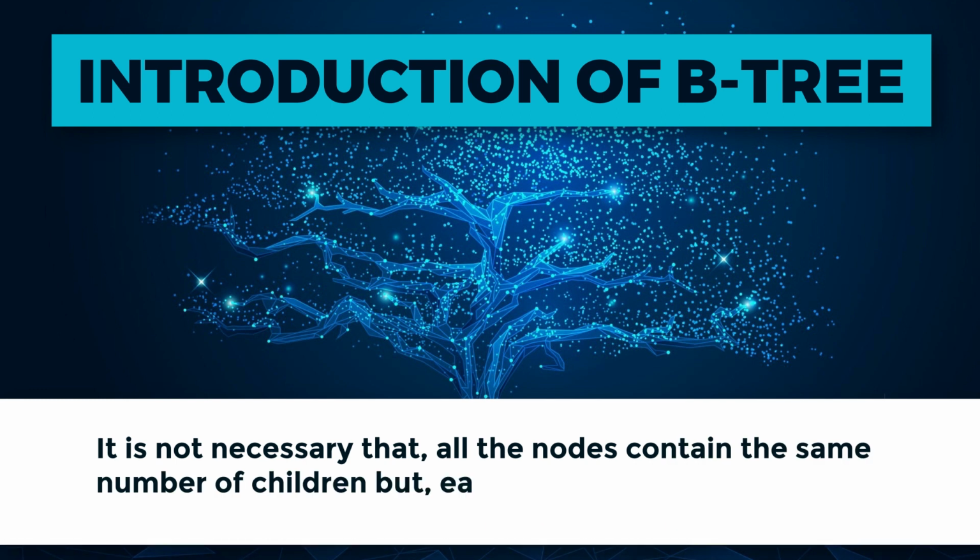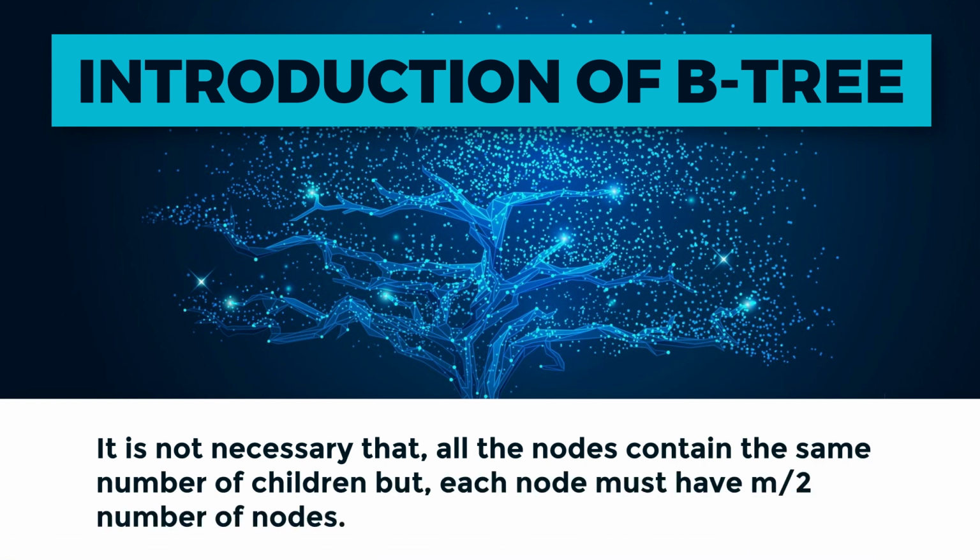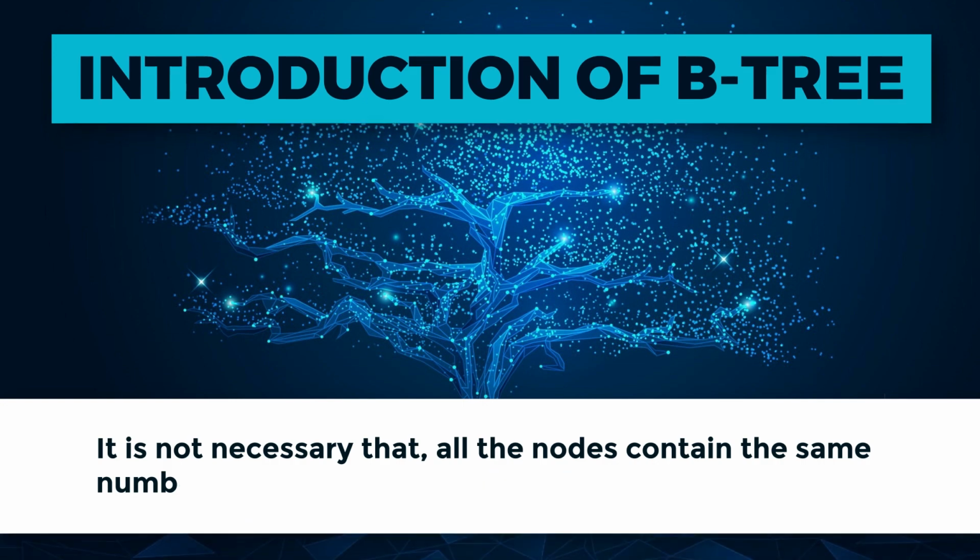So it is not necessary that all the nodes contain the same number of children, but each node must have at least m/2 children. Not talking about at most or at least, but we have to know that the minimum count is m/2. This is mandatory. If any node does not contain at least m/2 children, it is not a property of a B tree.